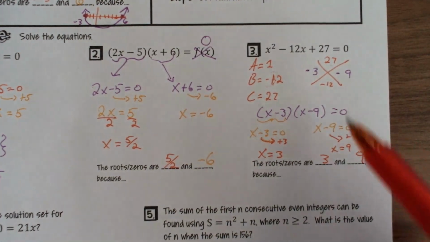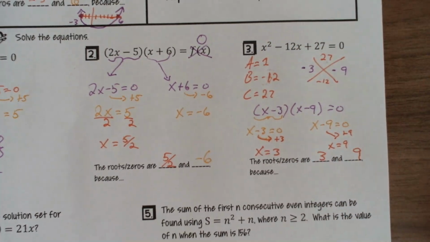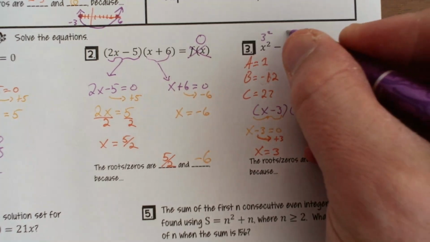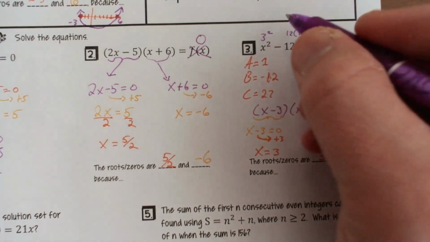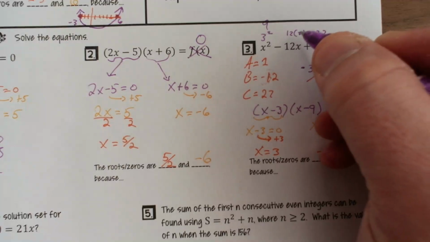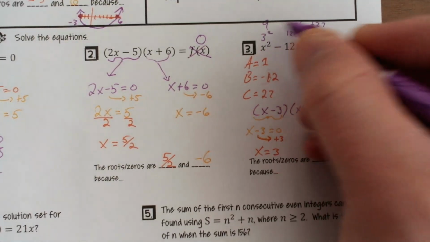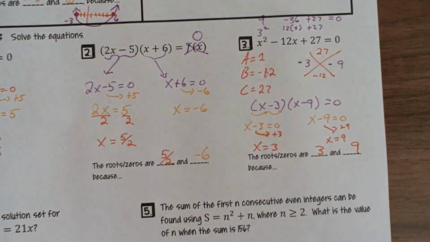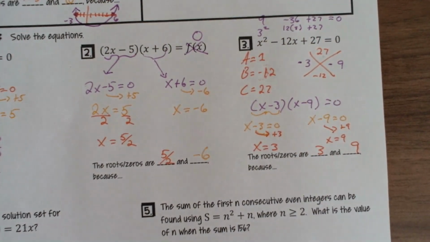And one way I could check this if I wanted to is I could type this whole thing in and substitute this in. If I put in 3 right here, 3 times 3 is 9. 12 times 3 is negative 36, plus 27. 9 minus 36 plus 27, if I type that in Desmos, I would get a 0, which means that is my correct answer.